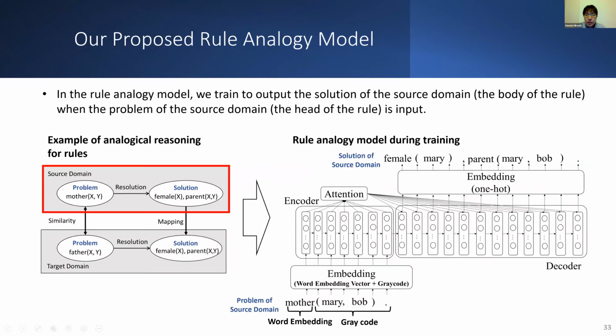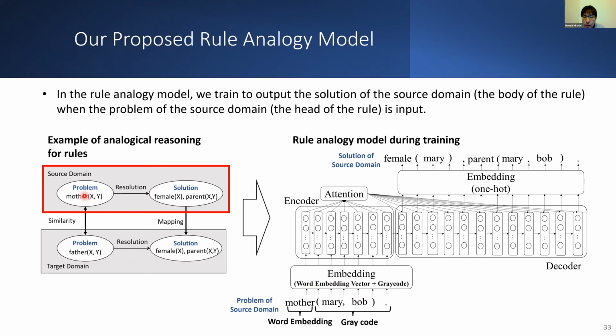First, I will explain analogical reasoning for rules using Neuro-Symbolic AI. We applied the resolution model used in our previous study to a rule analogy model. In the rule analogy model, we trained it to output the solution of the source domain when the problem of the source domain is input. This is an example of the rule analogy model during training.